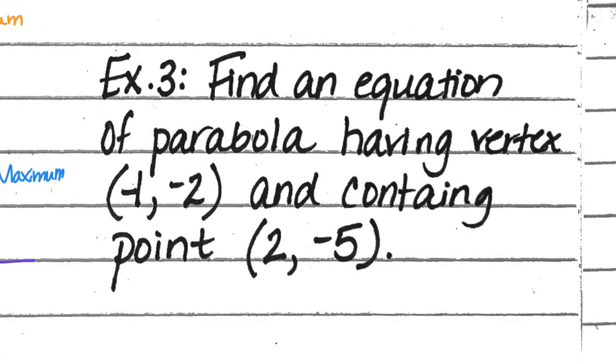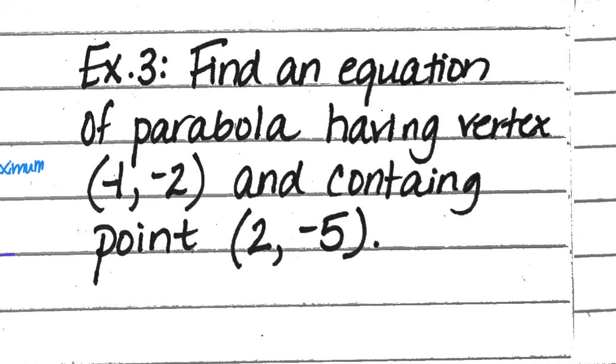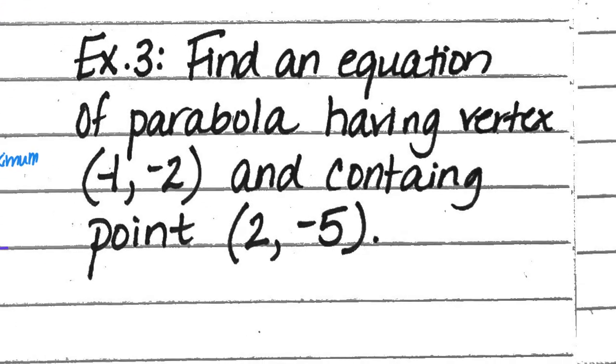All right, let's look at this one. Find an equation of a parabola having a vertex of -1, -2, and a point containing 2, -5. Well, I know my vertex is at h, k. I also know my point would be an x, y, right? Aren't all x, y points x, y? And my formula is y is equal to a times x minus h quantity squared plus k.